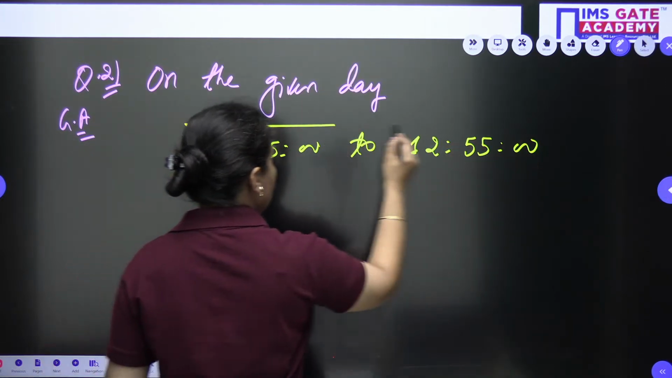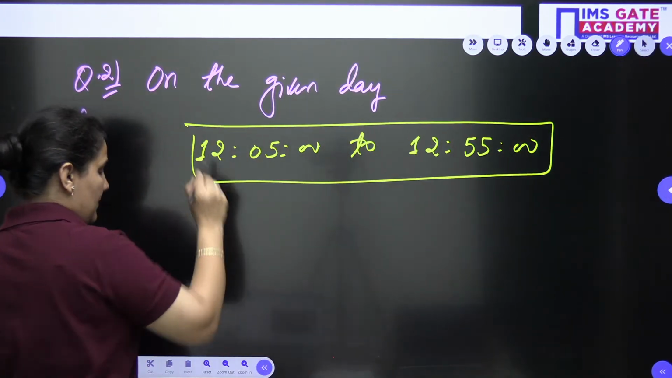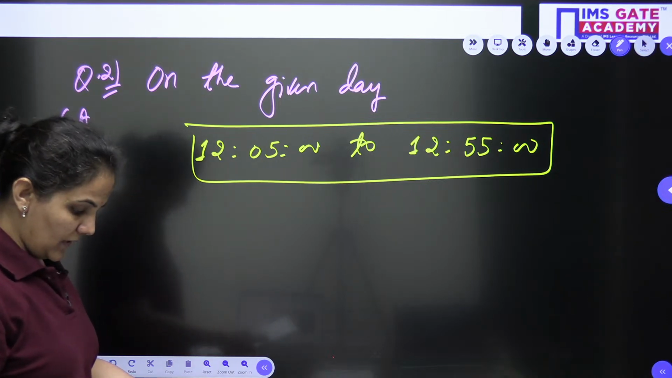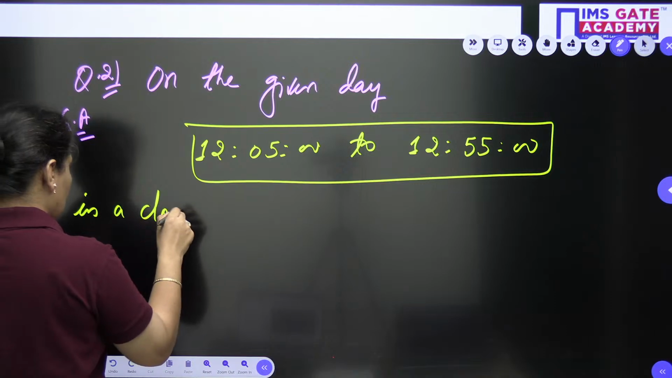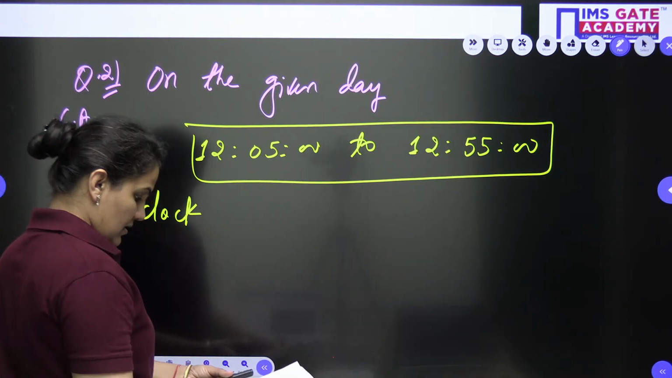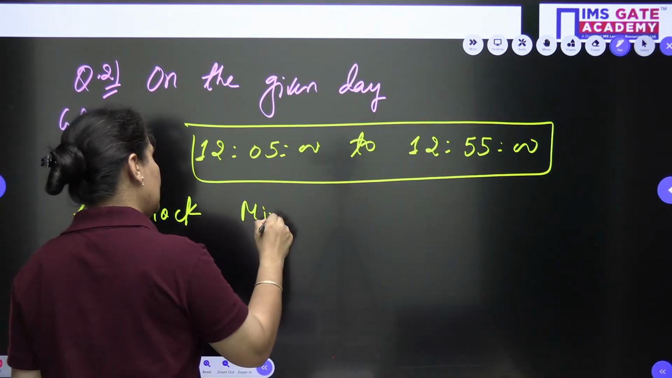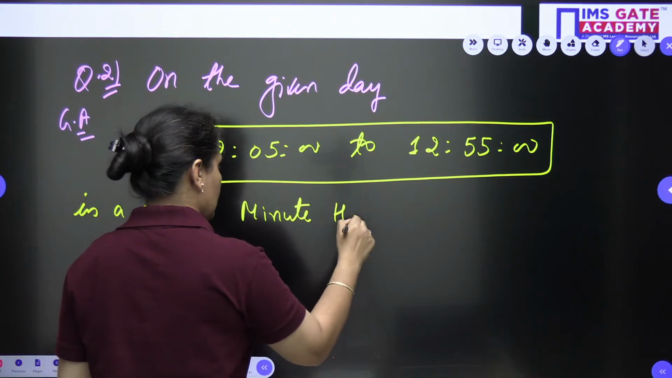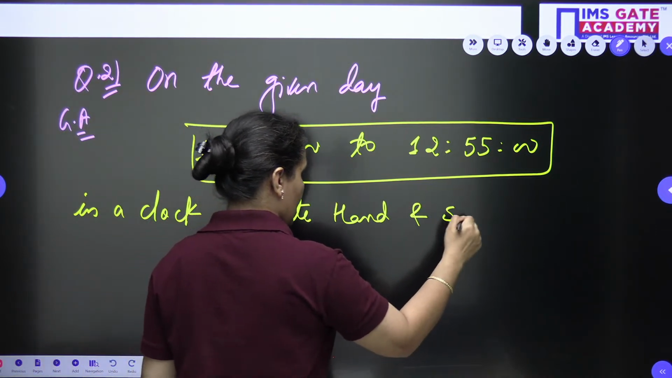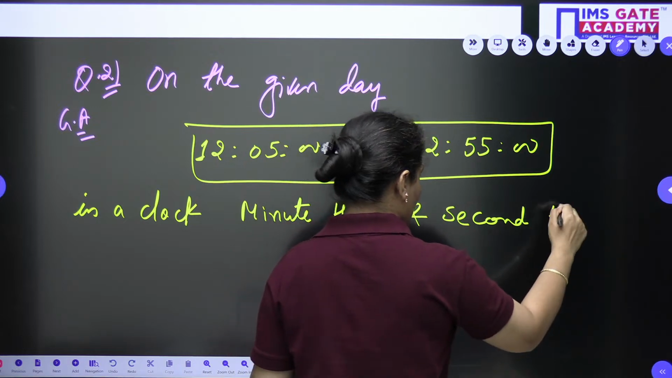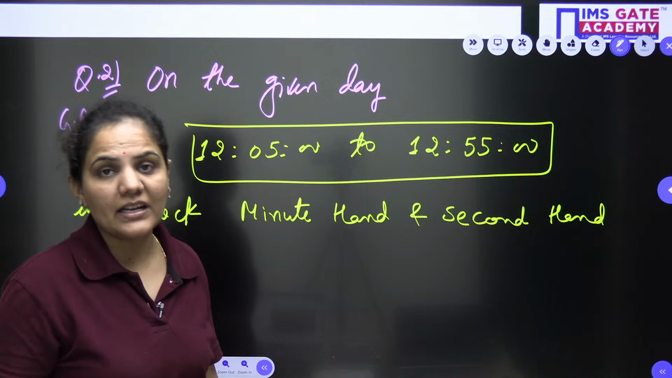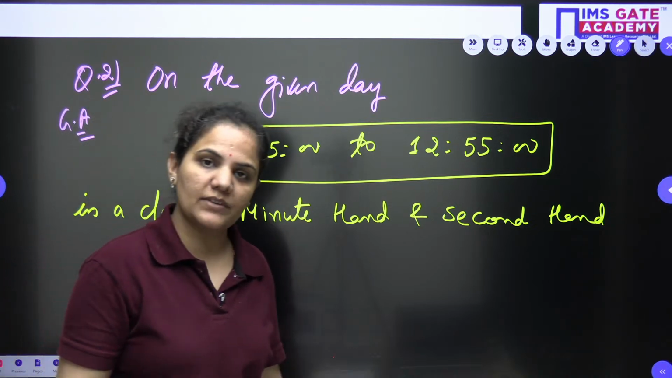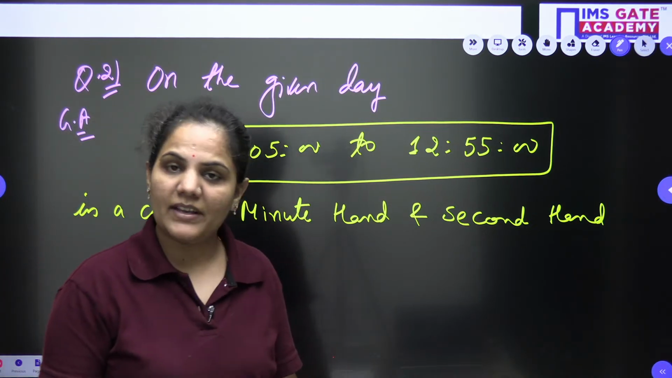On the given day, when the time is 12:05 to 12:55 in a clock, minute hand and second hand coincide each other how many times? So this is a basic question from the clocks. Very easily we can approach this question.